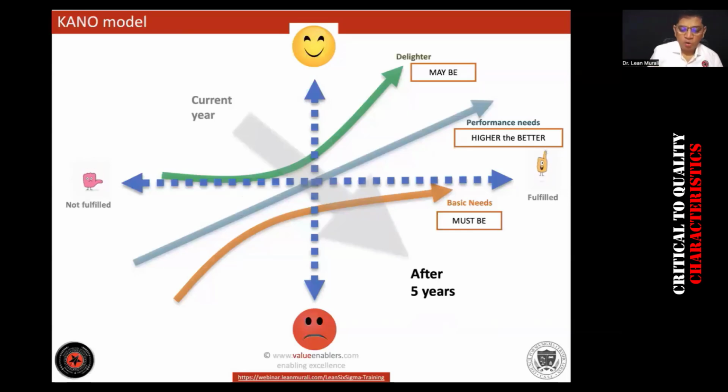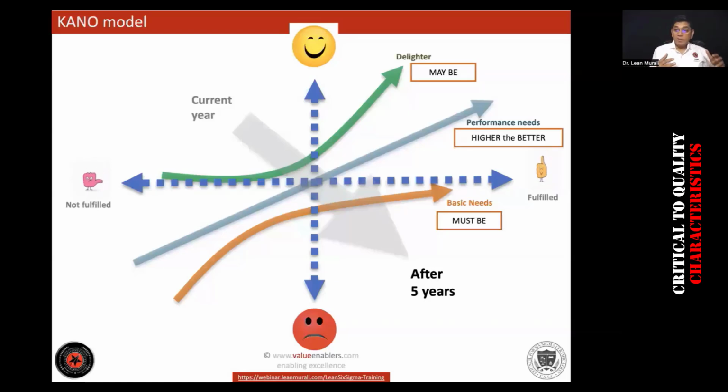If you're looking at five years down the line, over a period of a few years, the delighter need will become a basic need. I was very excited in 2007 when I had a mobile where I could type and send emails. Where in 2005 or 7, I used to type on a QWERTY keyboard, on a BlackBerry, yeah, where you type and send mails. That was a delighter need at that time. But now this has become a basic need.